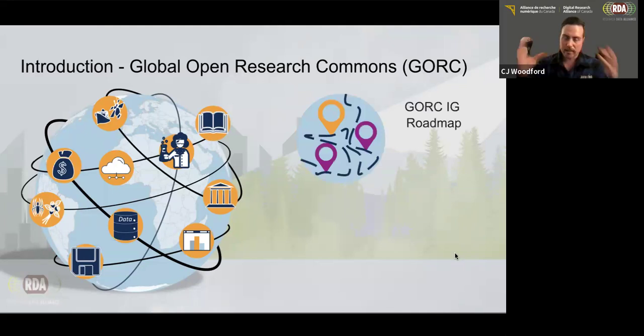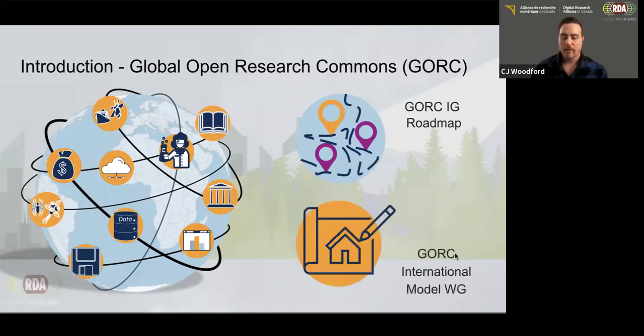Within this idea, there are two groups that exist right now. One is the GORC interest group, and they're working towards a roadmap of how we actually get towards a global open research commons. So how would you move from individual research commons at the national, regional, or discipline-specific level towards that global interconnection? We've already seen some commons working on this, with memorandums of understanding and different contracts.